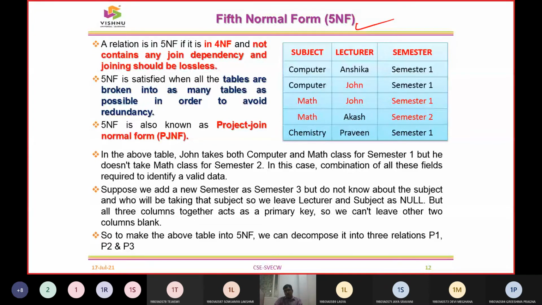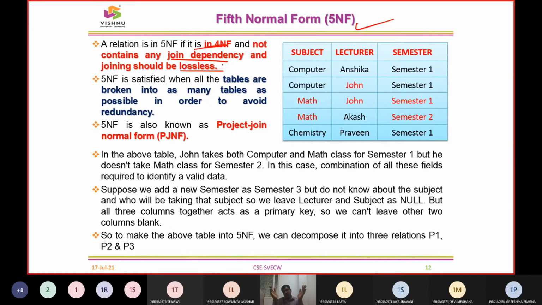fifth normal form. So we say that when a relation is in the fifth normal form, the first and foremost condition is that it fits the fourth normal form. What does it mean? It means that it is in Boyce-Codd normal form, thereby there are no multi-valued dependencies, so it was satisfying the fourth normal form. And now we need to look in the decomposed table. There should not be any type of join dependencies, and even there should not be any loss of data.